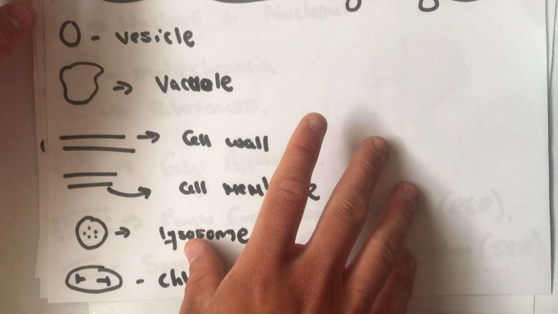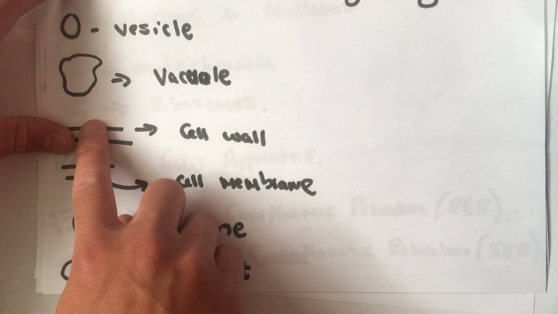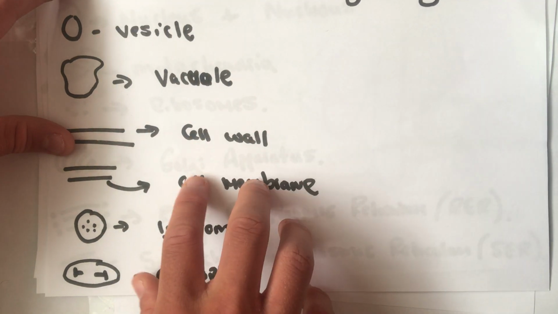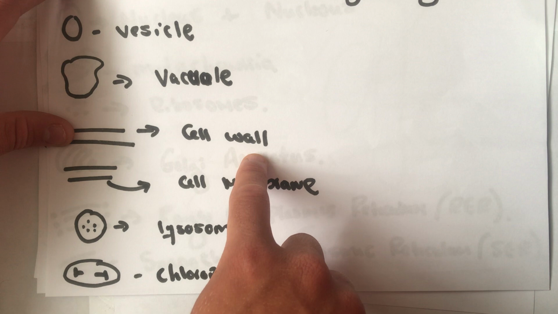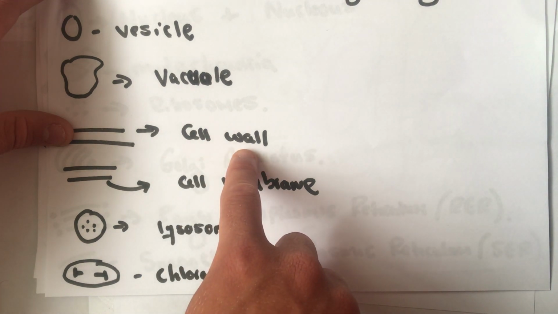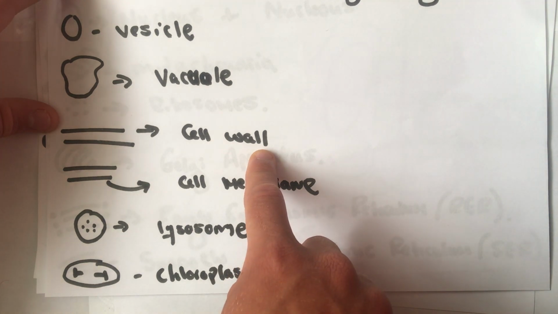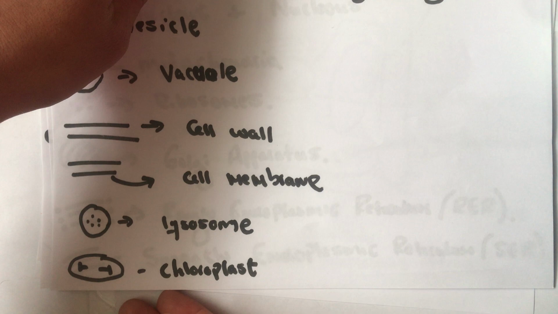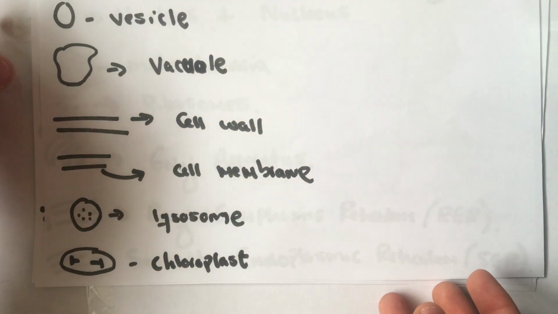Now the tonoplast is important because it separates the contents of the vacuole from the cytoplasm and all other organelles on the outside. Now the cell wall, like I've mentioned before, is only present in plant cells. So this cell wall is made of cellulose and provides structural support for the cell, prevents the cell swelling when it is placed in a high water potential.